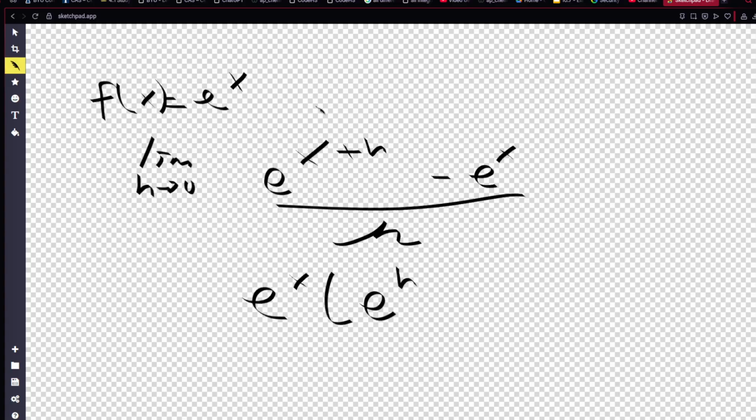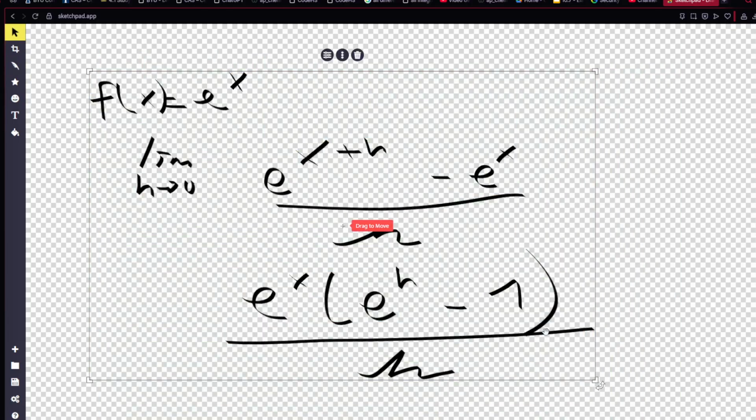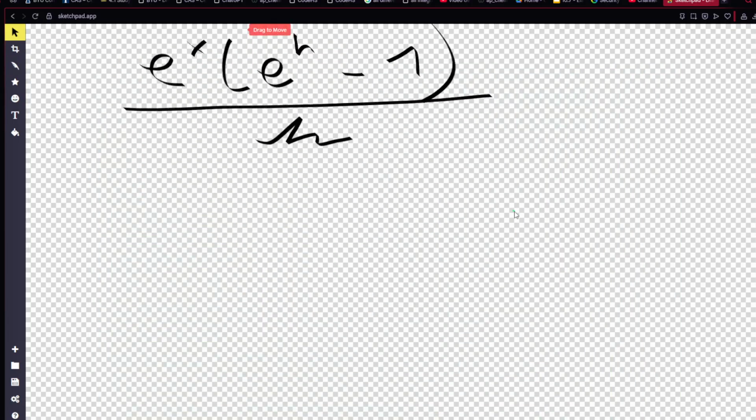But using exponent identity, we can just rewrite this as that over h. All we did was factor out an e^x. Now we can pull that e^x out of the limit through the constant multiple rule. I don't know if they call it that with limits, but I do know they call it that with derivatives. So that means the limit as h approaches 0 of (e^h - 1) over h.